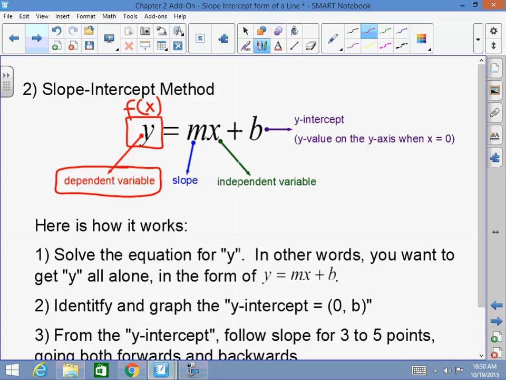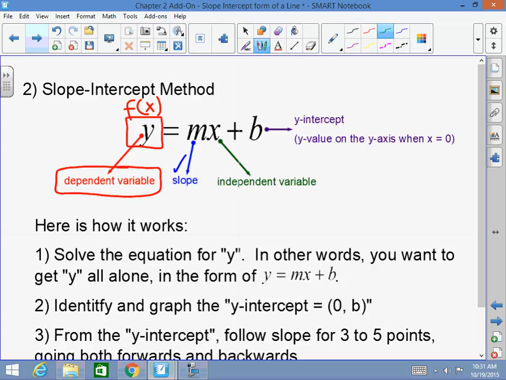That's a dependent variable. M is my slope. We've talked about slope. Slope is the rise over run if it's positive, or the fall over run if it's negative. In order to calculate slope, there's a formula, y2 minus y1 divided by x2 minus x1. That's my slope. Okay, so slope, done.